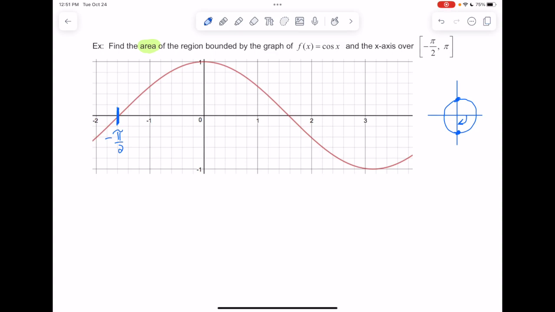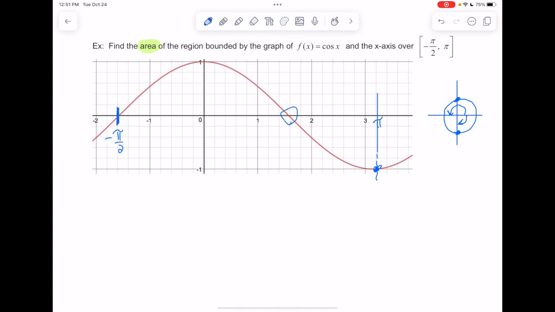And then we're going to pi. So if you rotate around to pi, cosine is equal to -1. So that would be this low spot right here. So that value is going to be the positive pi. So there's our two boundaries on the curve, going from -pi/2 to pi.